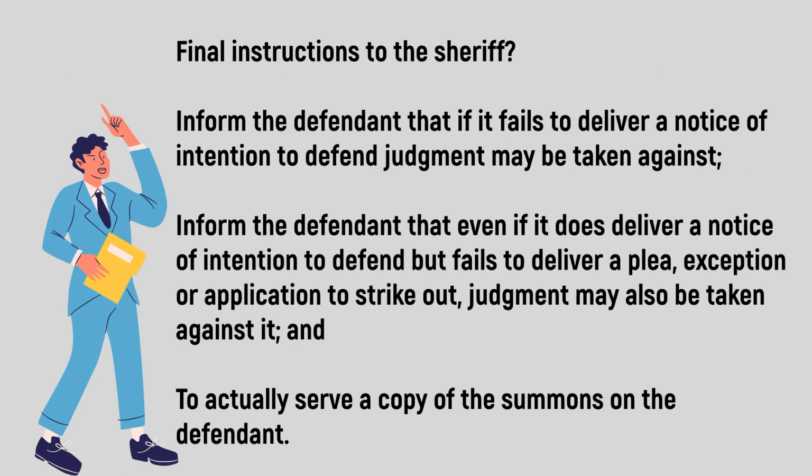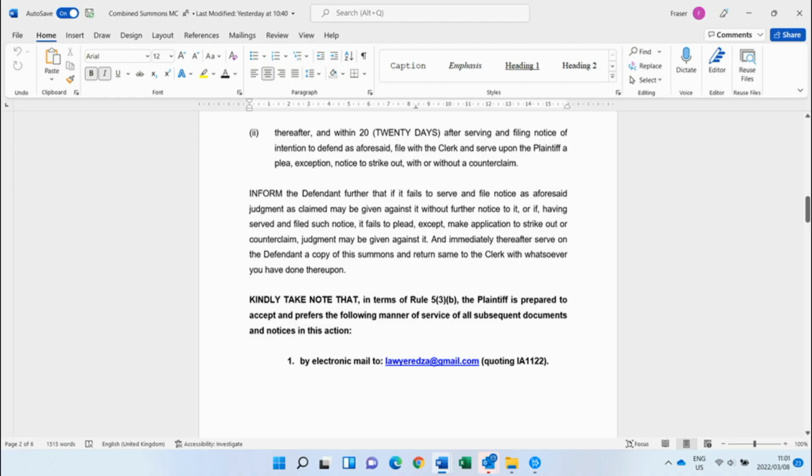We then need to do a final instruction to the sheriff, in which he is to inform the defendant that if it fails to deliver a notice of intention to defend, judgment may be taken against it. We don't stop there though. The defendant needs to be informed as well that even if it does deliver a notice of intention to defend, but fails to deliver a plea, exception, or application to strike out, judgment may also be taken against it. And then of course, the sheriff must be instructed to actually serve a copy of the summons on the defendant. The final instructions to the defendant may be worded as follows.